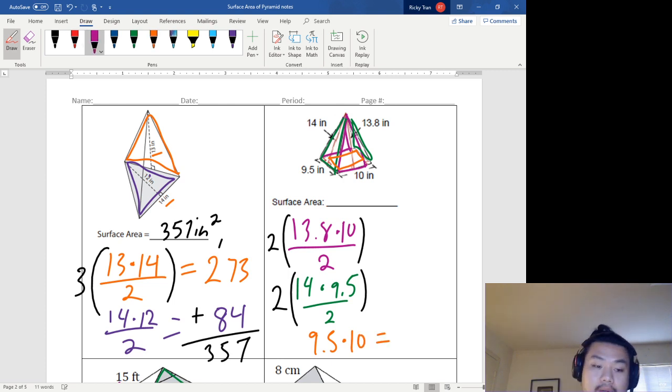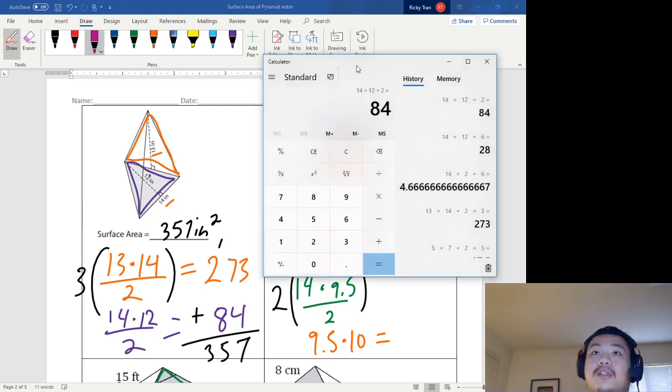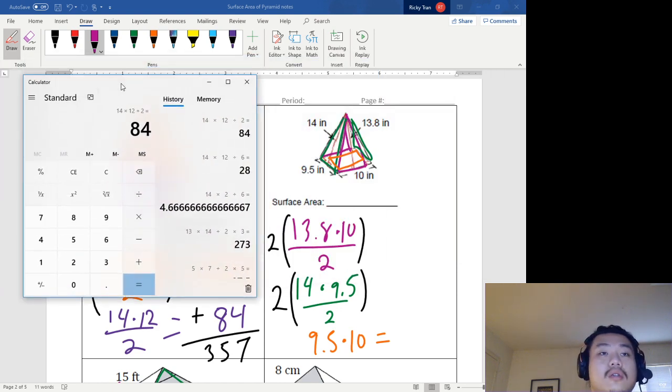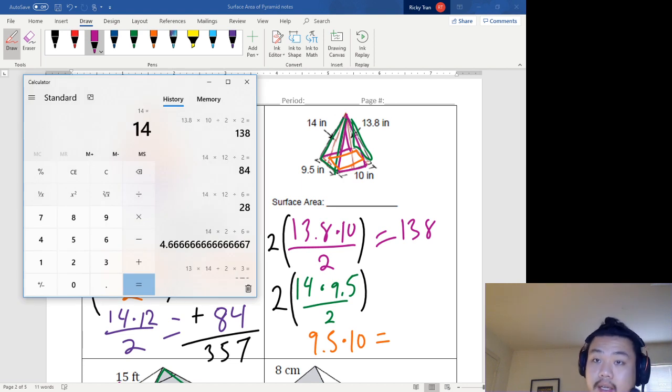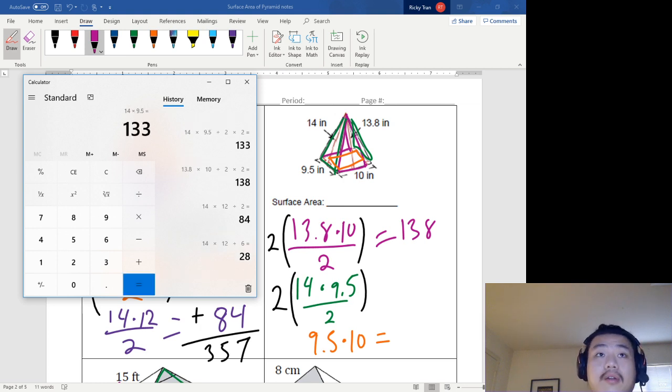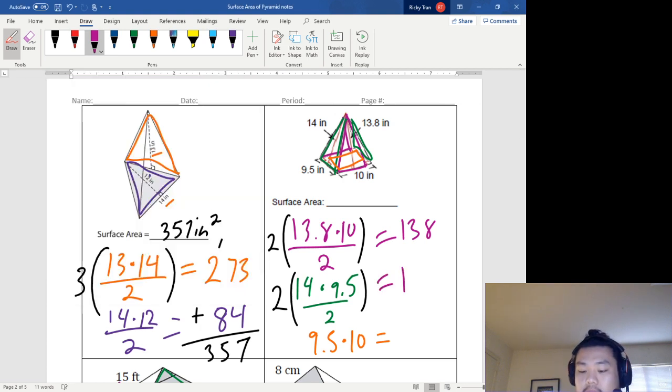Okay, so starting with our first set of triangles, 13.8 times 10 divided by 2 times 2, which is 138. Then we have 14 times 9.5 divided by 2 times 2. Uh-oh. Did I do that right? 14 times 9.5. Yeah, okay.